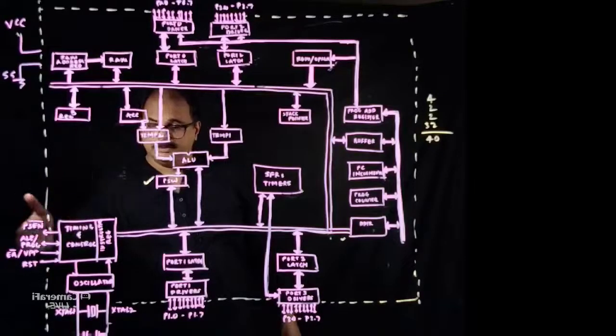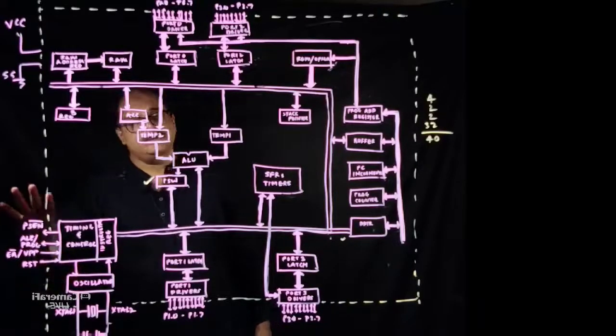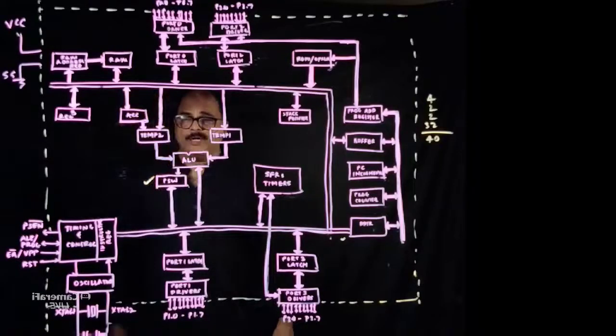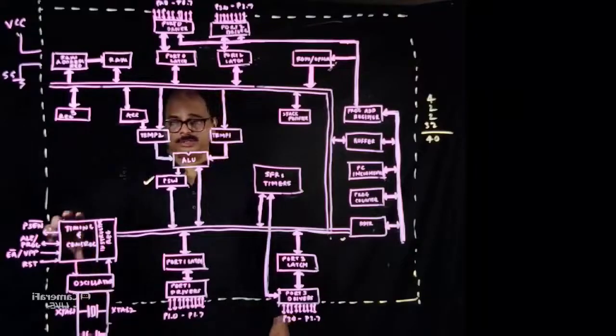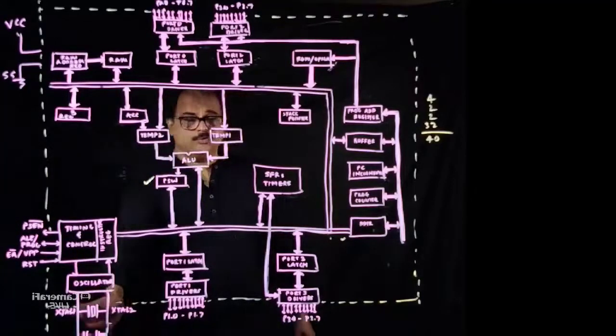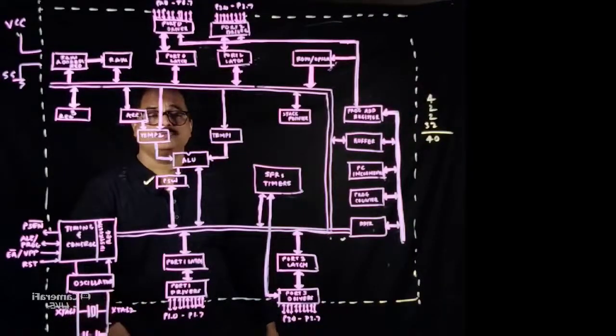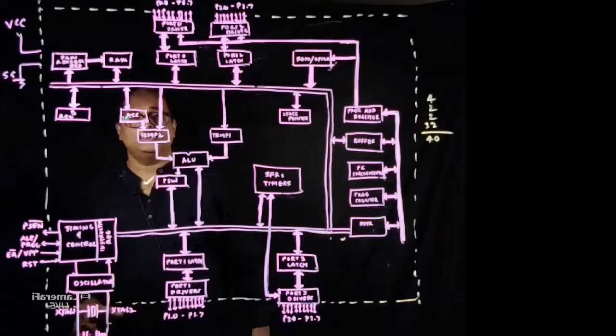On my left hand side you see PSEN bar, then ALE, then EA bar and RST. These are the 4 pins. The function of these 4 pins we have already seen. During my lecture I'll also tell you in one line the functions of these 4 pins. And then there are 2 pins which are used for connecting a crystal to the 8051.